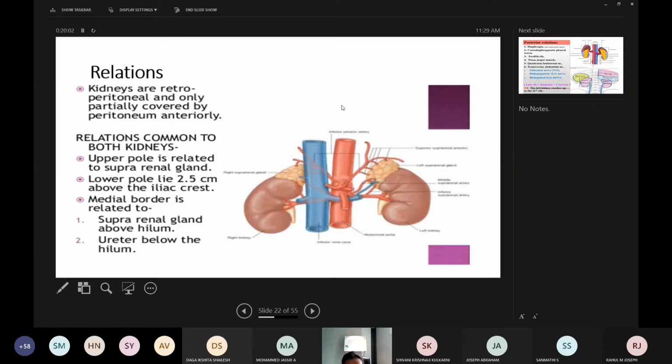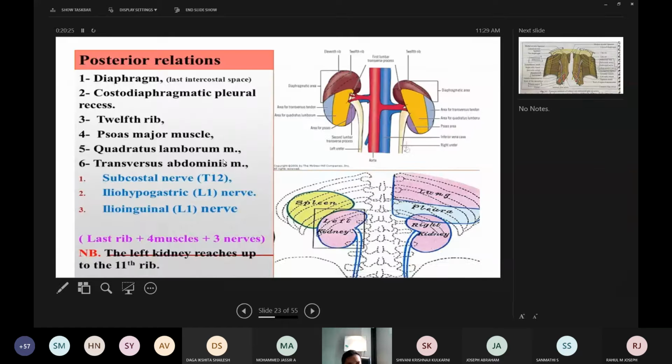The relations of the kidneys. Kidneys are retroperitoneal organs. They are partially covered, only the anterior surface is covered by the peritoneum. The relations common for the kidneys are at the upper poles. They are related to the suprarenal glands. First, we'll study the posterior relations. Posterior relations are the same for right and left, whereas anterior relations are different.